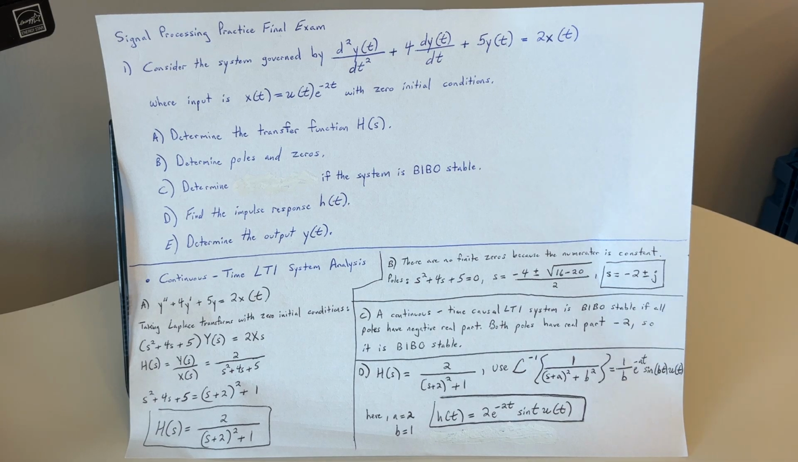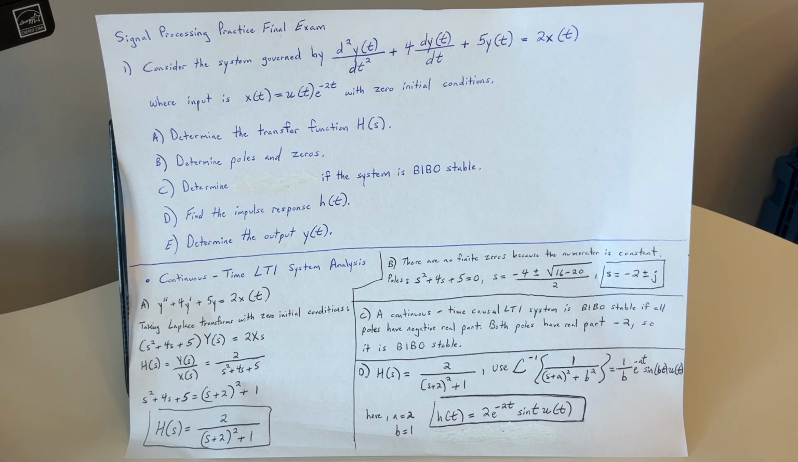For part C, a continuous time causal LTI system is BIBO stable if all poles have negative real part. Both poles have real part negative 2, so it is BIBO stable, for the bounded input, bounded output.